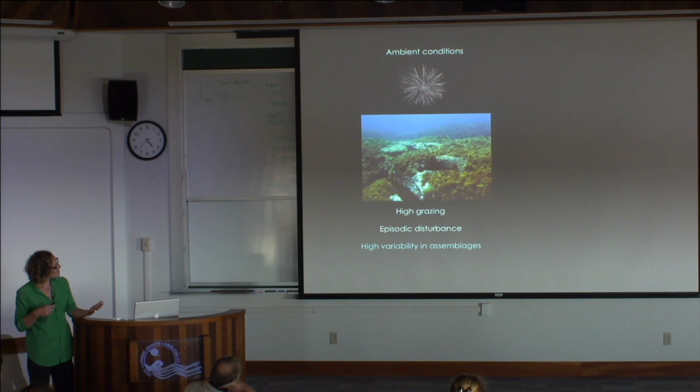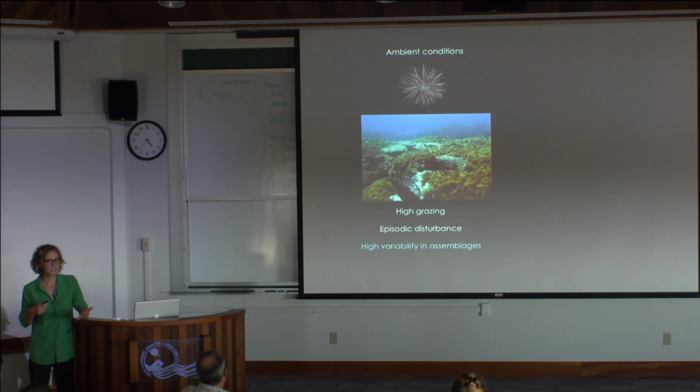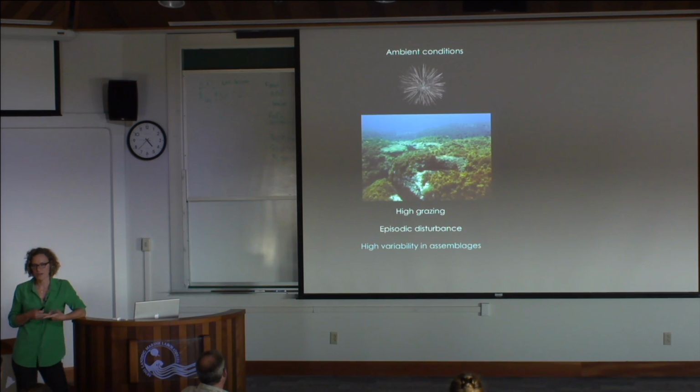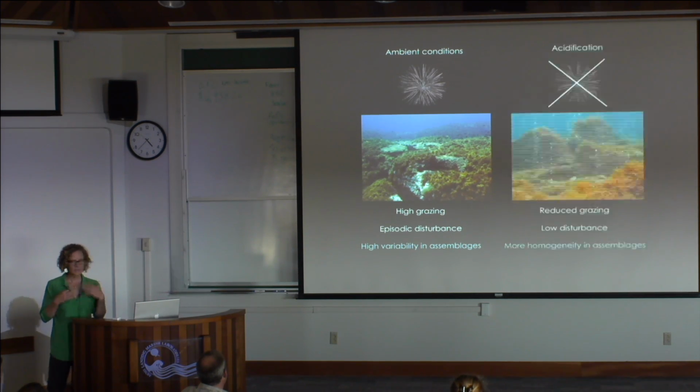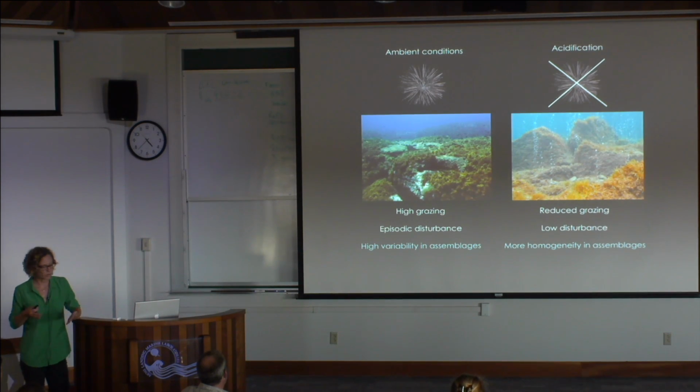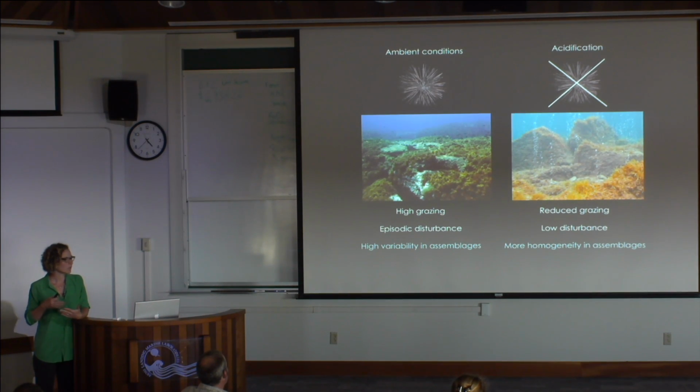Here are our hypotheses, based on what we know about Mediterranean rocky reefs. Under ambient conditions, we expect to see a lot of urchin grazing. We expect to see episodic disturbances and high habitat patchiness, or high variability in the assemblages. If acidification affects sea urchins or their grazing or their behavior, then we would expect to see reduced grazing, lower disturbance rates, and just more homogeneity in the assemblages.